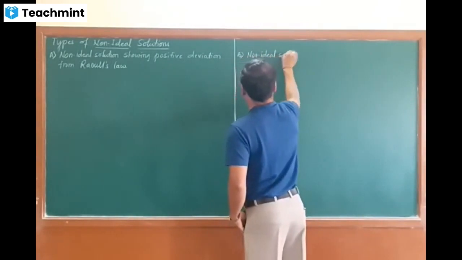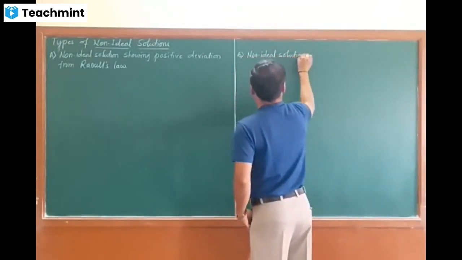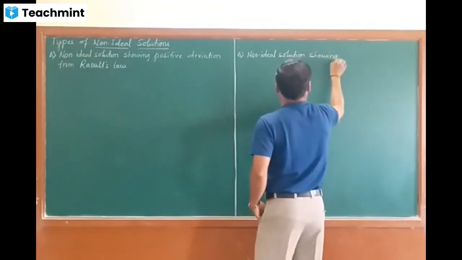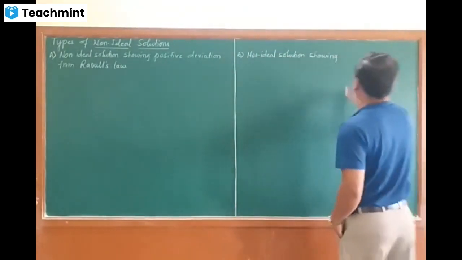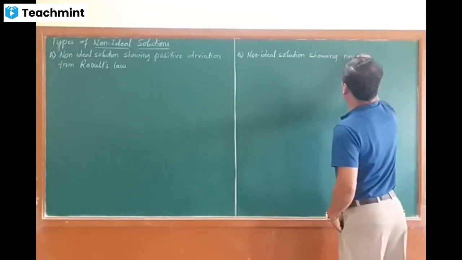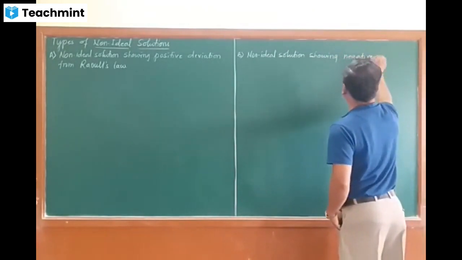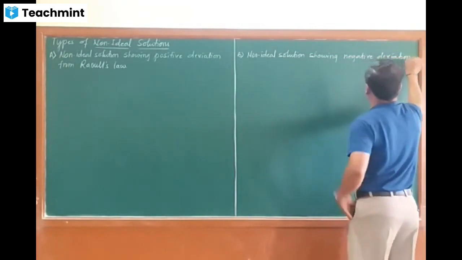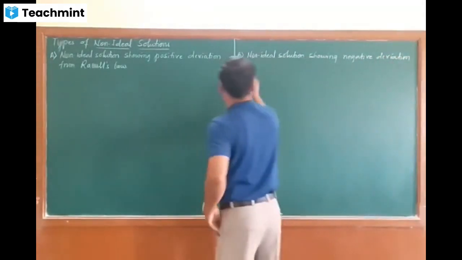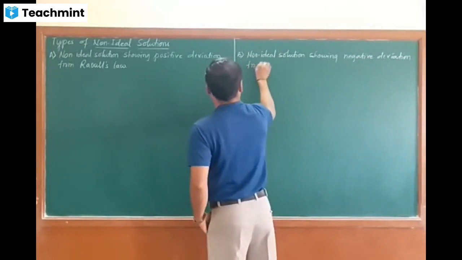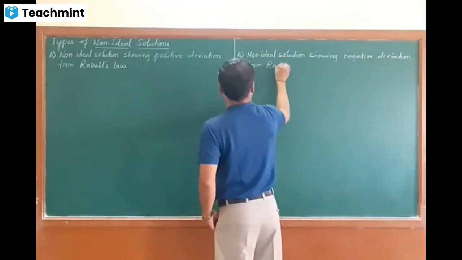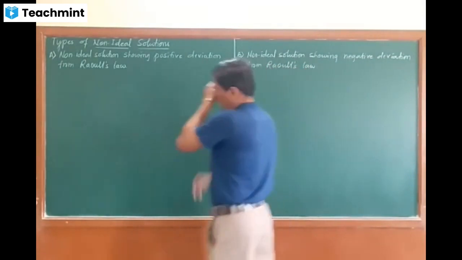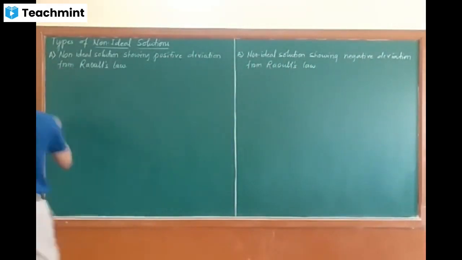Non-ideal solution showing negative deviation from Raoult's law. Is it right? See, characteristics.